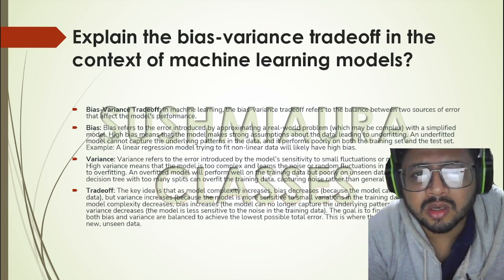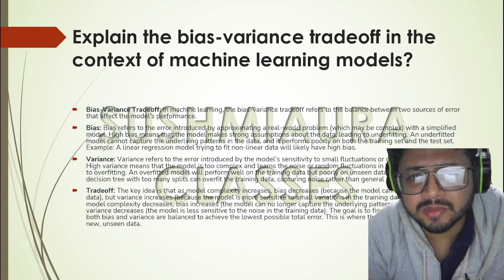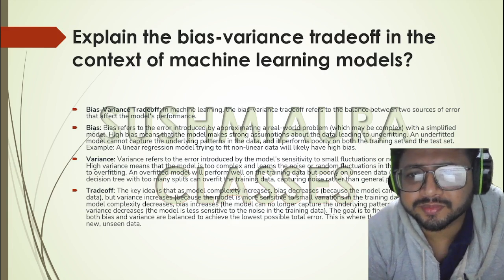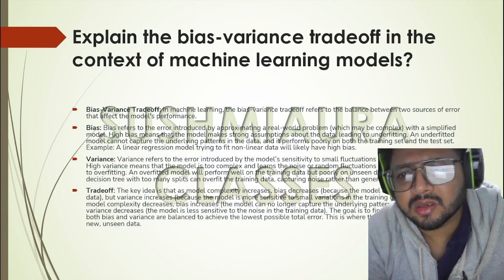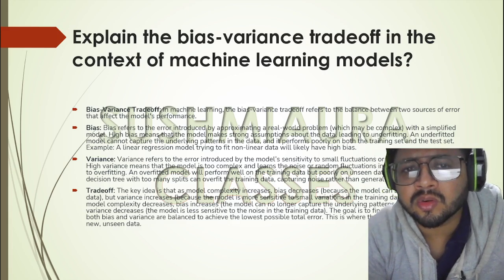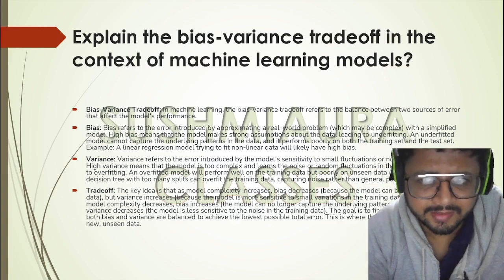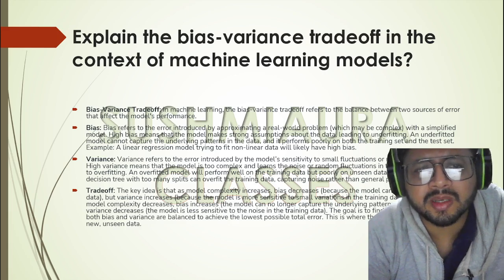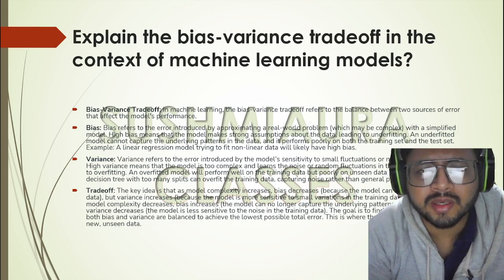So an underfitted model cannot capture the underlying patterns in the data and can perform poorly on the training data set. You may or may not explain it, okay? Or if you explain, you should even explain what is an overfitted model. And after explaining the bias, you should go to variance.